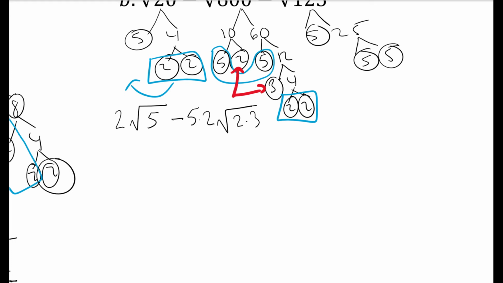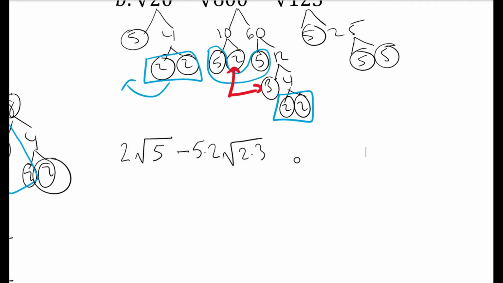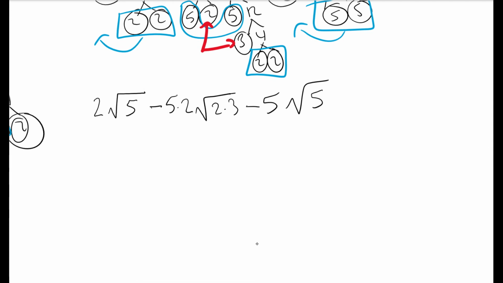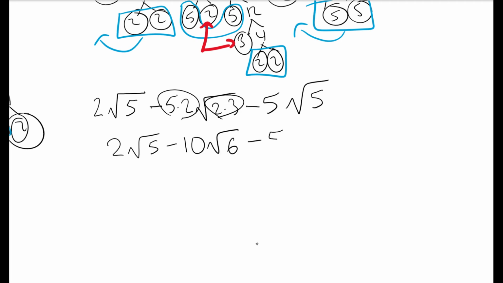I'm going to go ahead and bring this down so we have enough space. Okay, so now here we have a pair of 5s, so we can pull that out. So we got minus, so that 5 goes out, this 5 stays in. All right, so let's simplify this a little bit. This will be 10, and then that'll be a 6. So we got 2 radical 5 minus 10 radical 6 minus 5 radical 5.